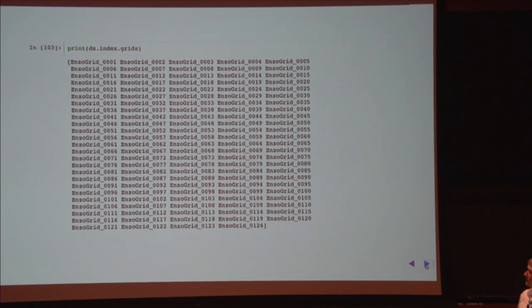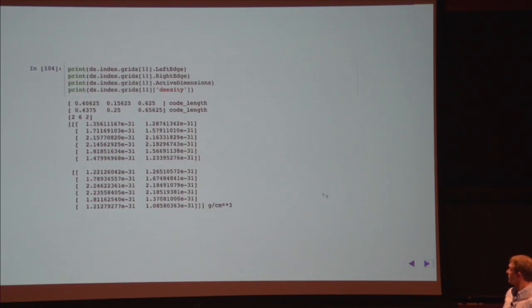In this case, this is that ENZO data set. So this is not very illuminating. It's just showing you all the grids in the ENZO data set. But if I basically indexed individual grids, I could determine things like the left edge of the grid, the right edge of the grid, the dimensions of the grid. And I could also query each grid for the density. It would return me a 3D numpy array with units, of course.